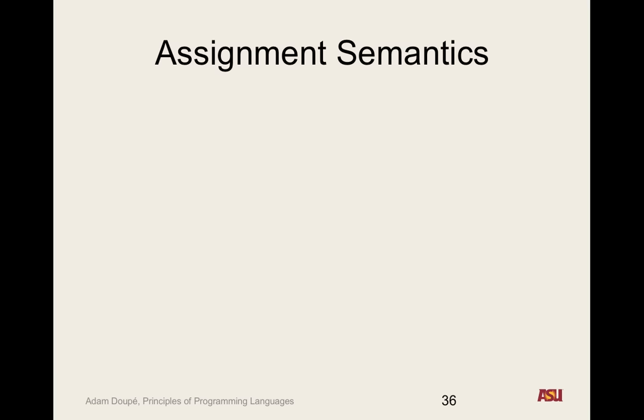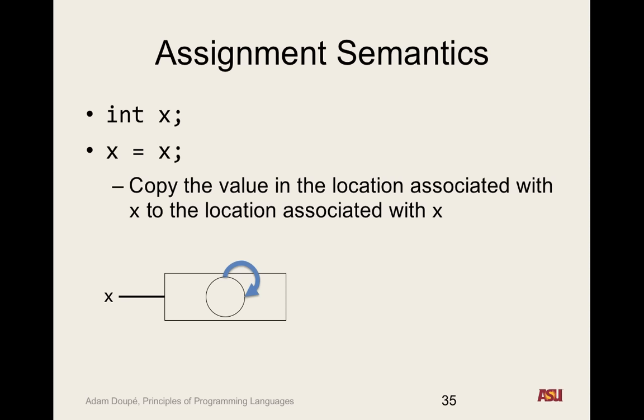Okay, so now we've looked at some examples to try to understand what's going on here. If we look here, these semantics are actually slightly different than when we had 5 on the right-hand side. When we had 5, it was copy the value 5 to the location associated with x. But here, we're not saying copy the value x to the location associated with x. Here we're saying copy the value in the location associated with x to the location associated with x.